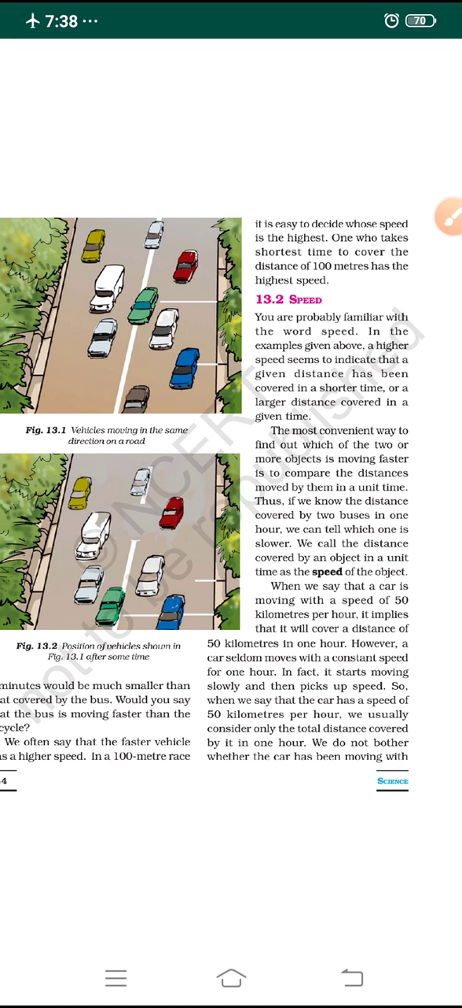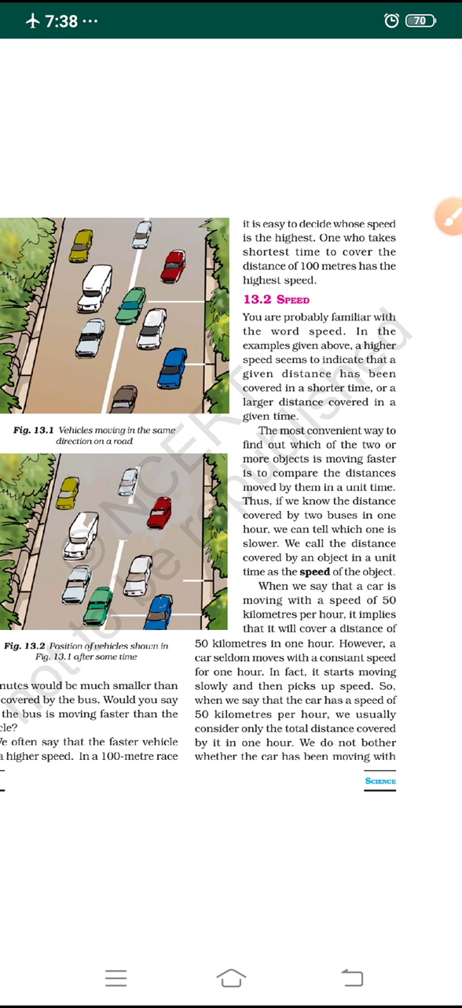Probably we are all very familiar with the word speed, in the examples just given, the vehicle moving on a road, and people running a 100-meter race. Higher speed seems to indicate that a given distance has been covered in a short time. So what is higher speed? It indicates that a given distance is covered in a very short time, or a larger distance is covered in a given time. Either the distance is covered in a short time or a larger distance is covered in a given time. That is associated with this concept.